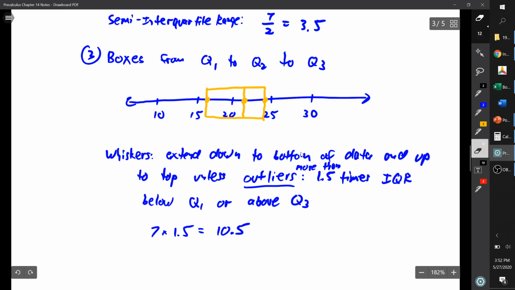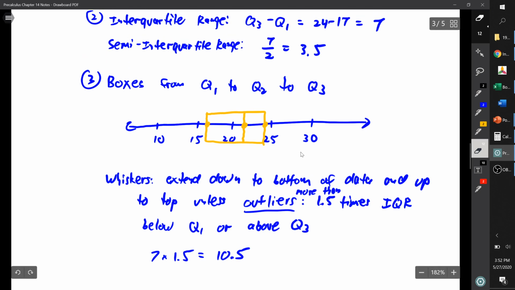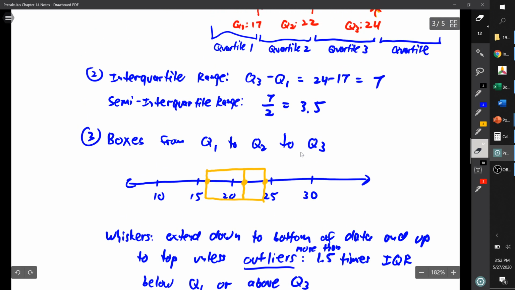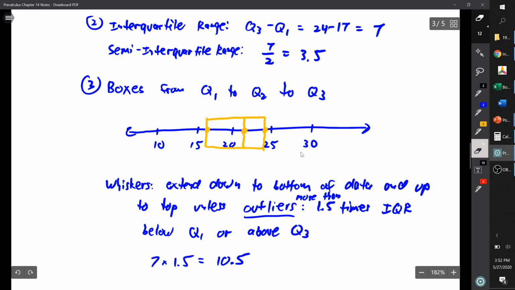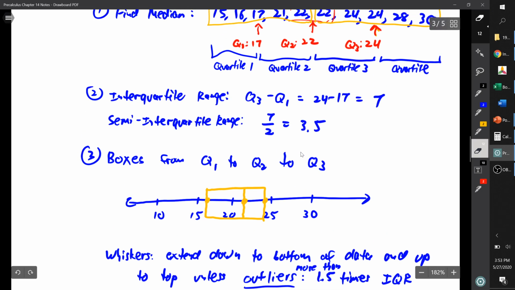1.5 times interquartile range. So our Q1 was what? Our Q1 was 17. So I go 17 minus 10.5, right? And so I'm at 6.5. So anything lower than 6.5, we won't extend the whisker to. We'll make it its own independent dot to say this is not very reliably part of the data. It's an outlier. And then anything more than 10.5 above Q3, which is 24.